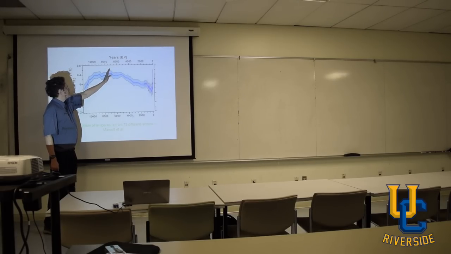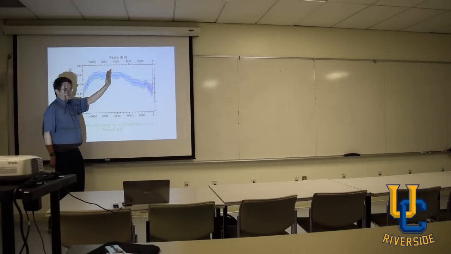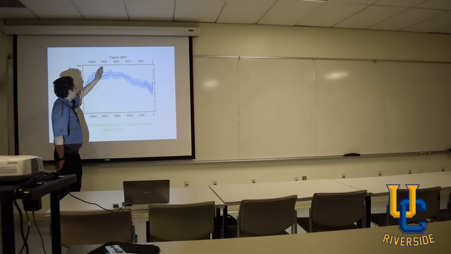That's what BP means. Present, by the way, in geology is 1950. 1950 is defined to be the present. So it's after the present. And this also stands for before Presley, because this is like when Elvis was there. That's another geologist joke. But the peak was around 6,000.